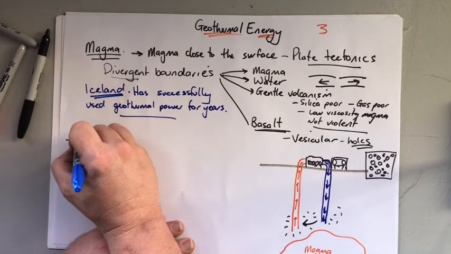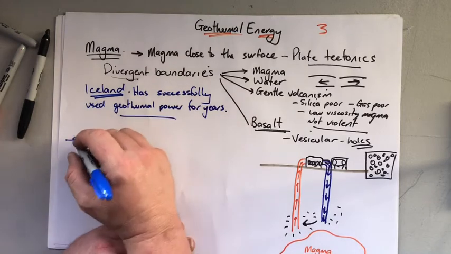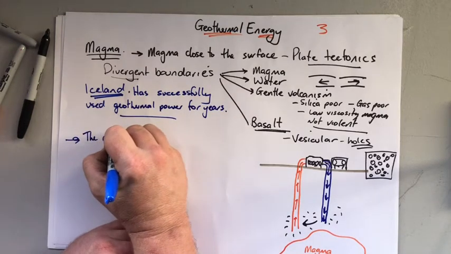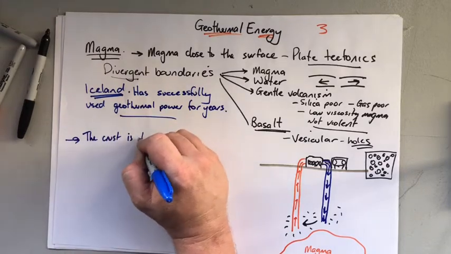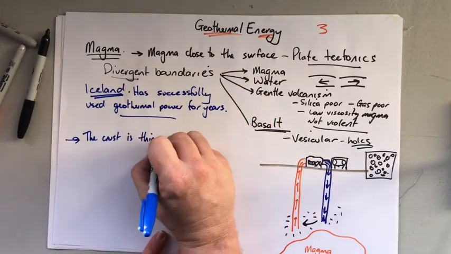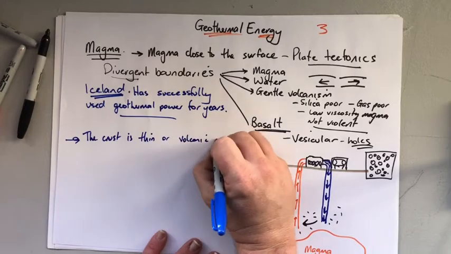So if we think about our site locations, our site criteria, we need an area where the crust is thin, or volcanic regions.